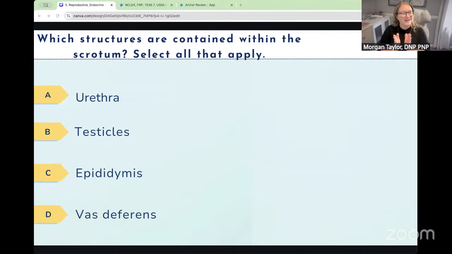Good. Okay. I think you guys are on it. Yes. B and C, the testicles and the epididymis. The testicles are going to make the sperm, the epididymis is going to store it, and then it's going to travel to the urethra via the vas deferens. All right, so there you guys go. We've got our basic structure and function.